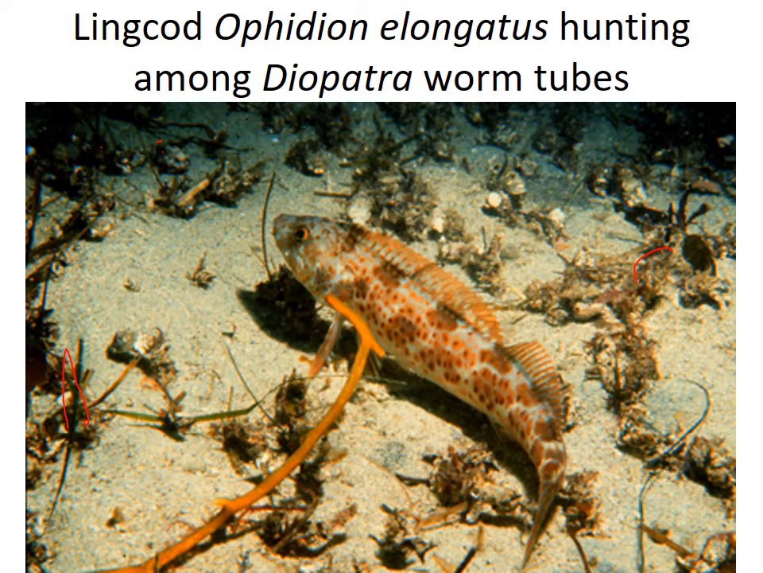And some of those little organisms might become prey for this benthic predatory fish, the lingcod Ophiodon elongatus. This is a fish that lives on the Pacific coast of North America.